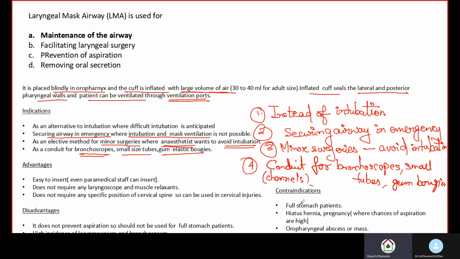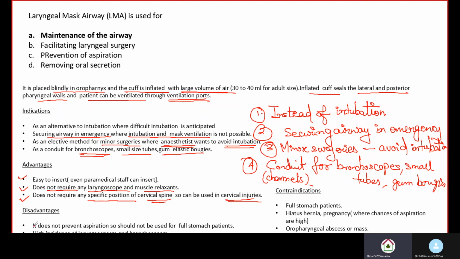So what are the advantages? It is easy to insert. Even paramedical staff can insert it. It does not require any laryngoscope or muscle relaxant. It does not require any specific position of the cervical spine, so it can be used in cervical injuries.